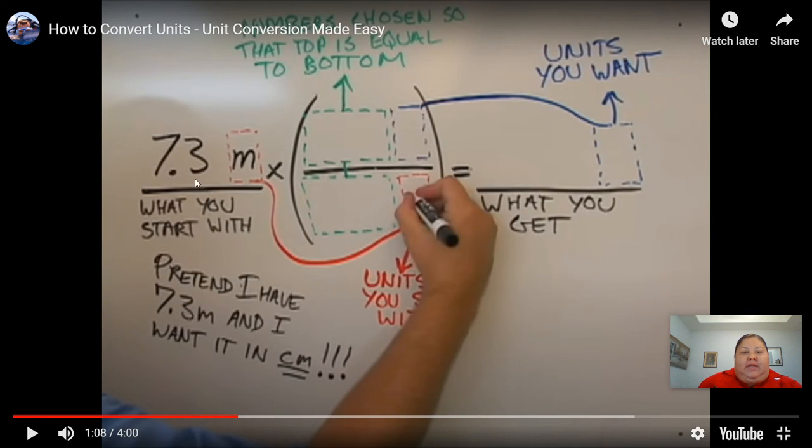All right, so right here, he's starting with meter. Okay, he's starting with 7.3 meter. As you can see, it's a red box. And look at where he's already going to write the same unit. Why? Because we need to be able to cancel those red boxes.